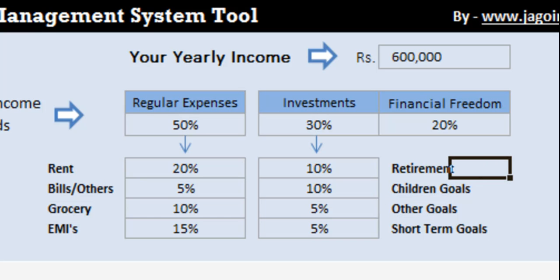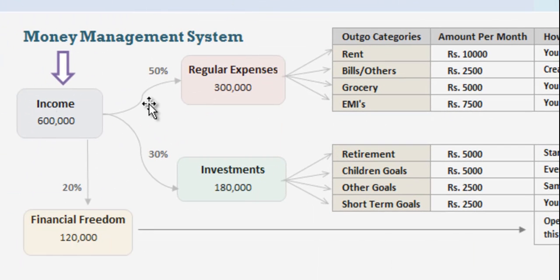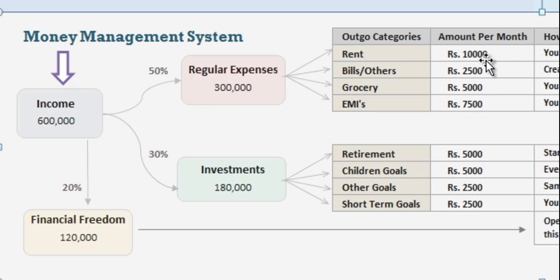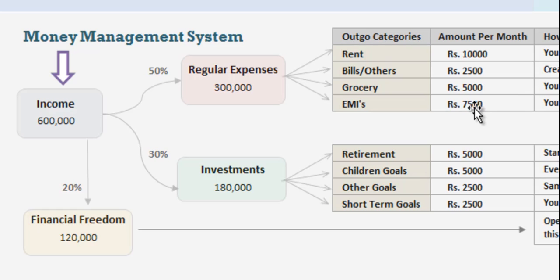Now the moment you do it, you will see a money management system here, which shows that your income is 6 lakh, then 3 lakh goes into your regular expenses, 1,80,000 goes into your investments, and 1,20,000 goes into your financial freedom. And then out of these 3 lakhs of regular expenses, your rent has to be 10,000 rupees per month. Your bills cannot be more than 2,500. Your grocery has to be around 5,000 per month. Your EMI has to be around 7,500. Now this is an imaginary number obviously, but you have to define your own system, and then you have to invest 5,000 per month for your retirement, 5,000 for your children's goals, and in the same way for other goals.